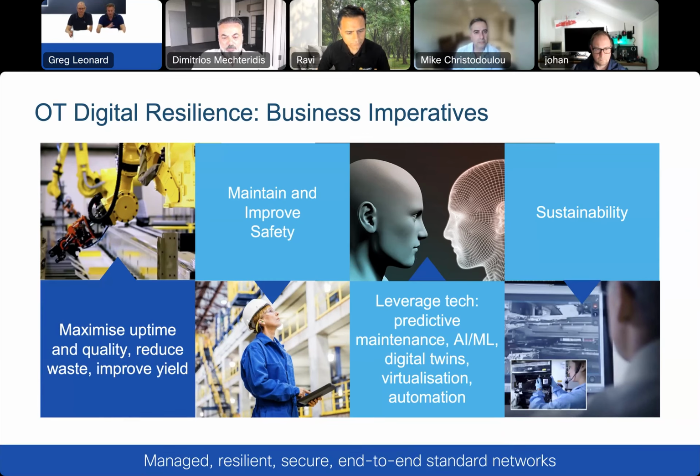Thirdly, with digital resilience, you want to leverage new technologies like predictive maintenance, AI, and machine learning. For example, we are seeing innovations happen in this area today. Digital twins and virtualization are also becoming more prominent, not only of the HMIs, but also now experimenting with virtualizing PLCs, and not to forget network automation. Finally, sustainability has to be top of mind as companies are continually pressed to meet the net zero targets, as well as reduce operational costs. All of that requires a managed, resilient, reliable, and well-performing and secure end-to-end network based on industry standards.